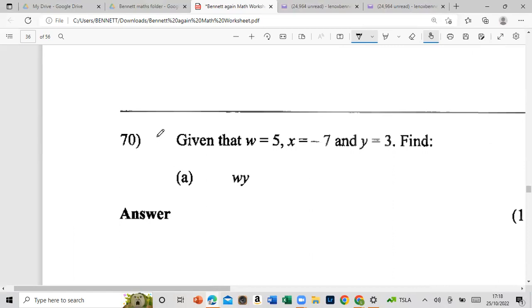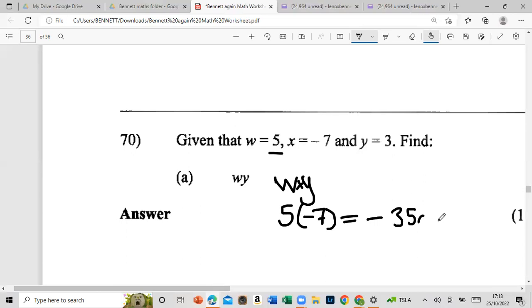So it says, given that w is equal to 5, x is equal to negative 7, and y is equal to 3, find wy. So wy means w multiplied by y, and the value of w is 5, so we multiply it by 3. Positive times a positive, 5 times 3 is 15. So that will be our answer.